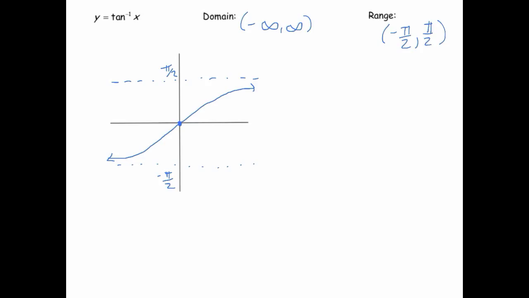not including those endpoints. So we're going to use the same technique we used to find the derivative of sine inverse. We know that if y equals tan inverse of x, that must mean that x is equal to the tangent of y. And we know the derivative of tangent. So we'll use implicit differentiation here.